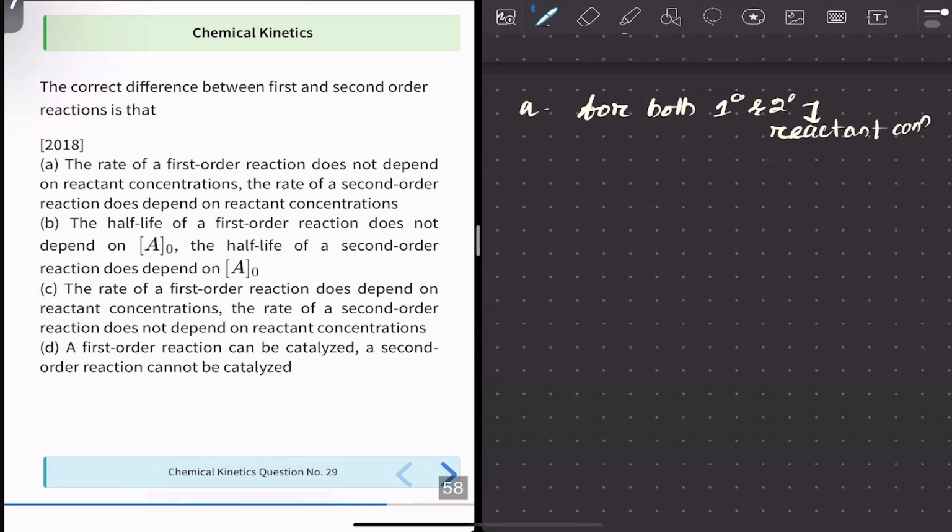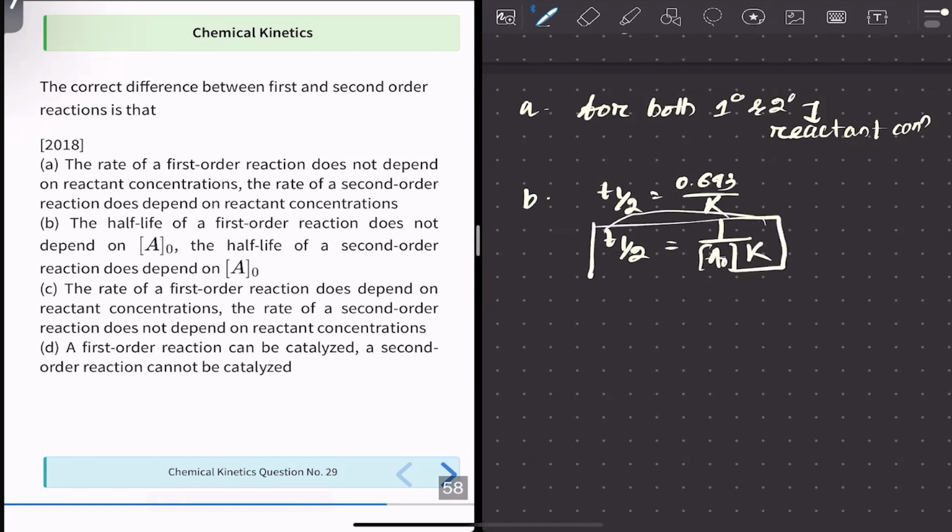The half life of a first order reaction doesn't depend on A naught. Okay, it is correct because the half life of a first order reaction is 0.693 by K. It doesn't depend on the concentration of reactant. The half life of a second order reaction does depend on A naught. Yes, it depends on A naught as T half is equal to 1 by A naught K. Okay. For a second order reaction, T half is 1 by A naught K, so it does depend on the concentration A naught. Okay. So option B is correct.